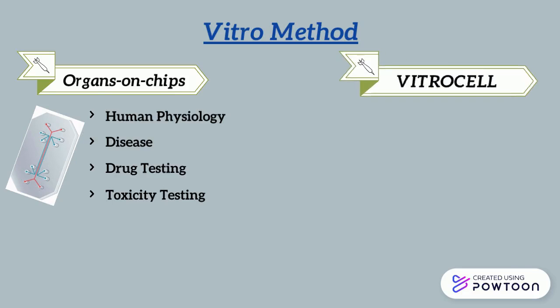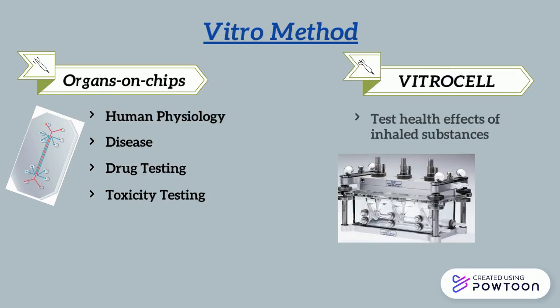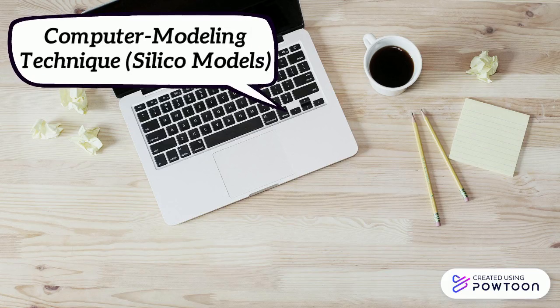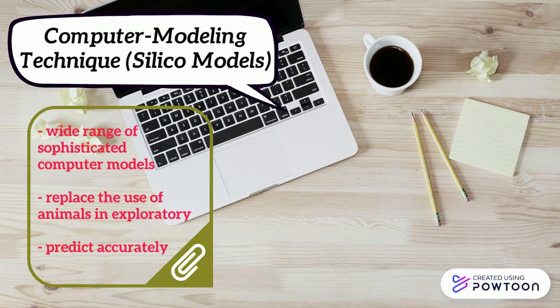Another example is using in vitro cell machines, which are used to expose human lung cells in a dish to chemicals in order to test the health effects of inhaled substances. These devices replace the current method of forcing rats into tiny tubes and making them inhale toxic substances for hours before finally killing them.